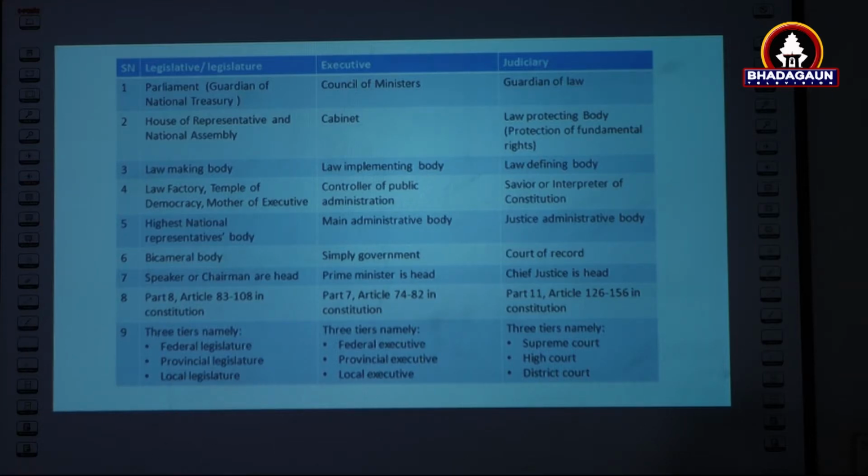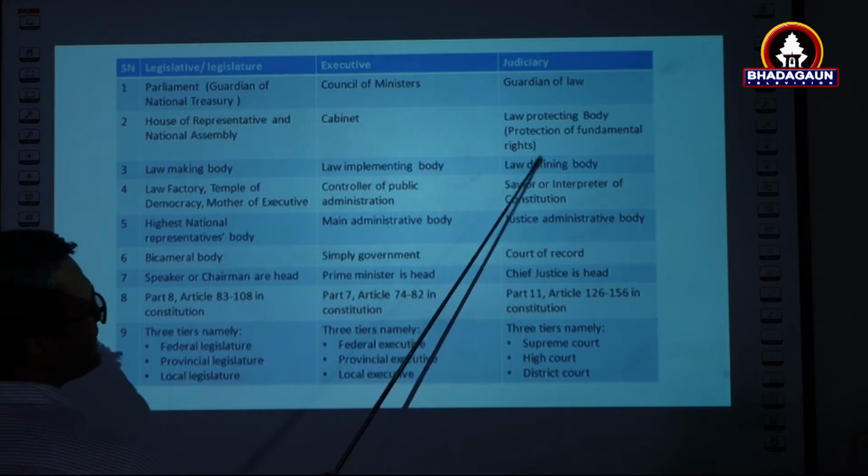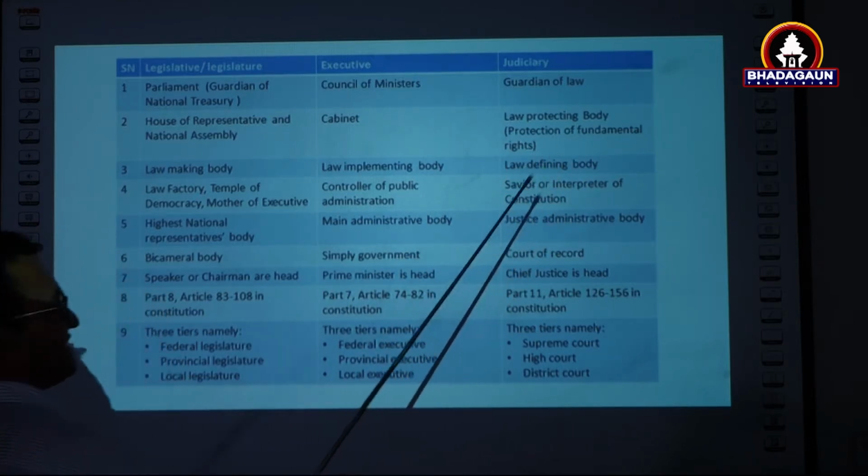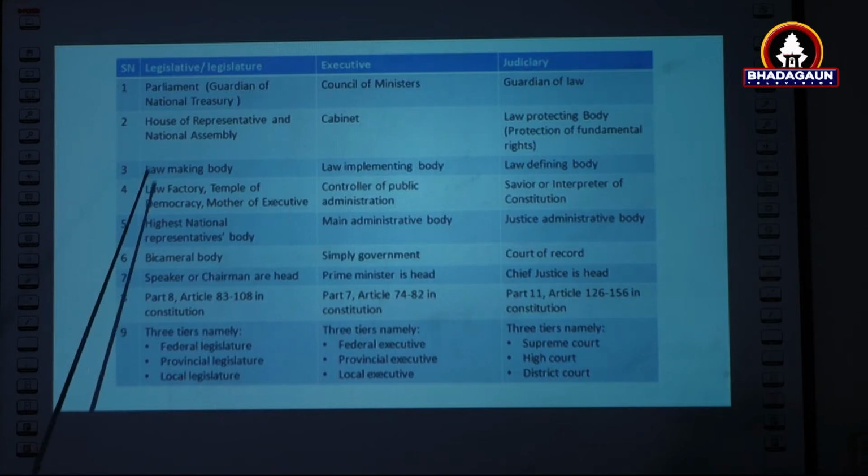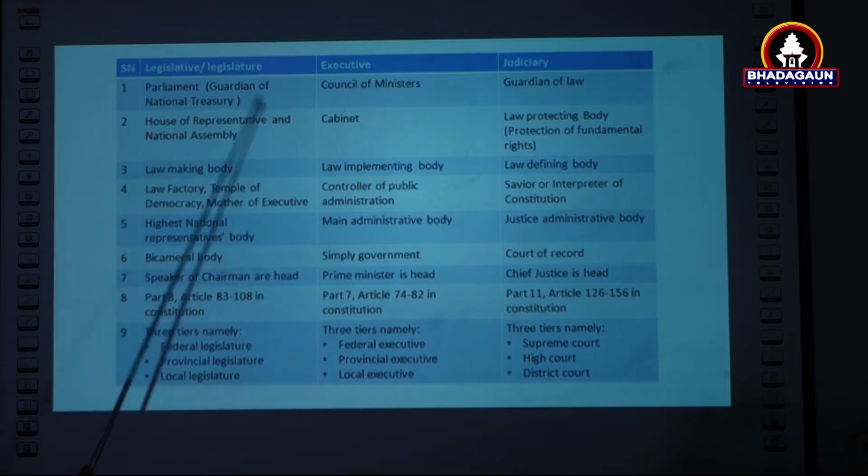I think you are thinking about number 3 rather than 1, because number 3 means definition. So for now I'm touching number 3. It is law making body. कानुनको आधारमा हामी यो तीनवटा अङ्गलाई परिभाषित गर्न सक्छौं. कानुन बनाउने अङ्ग law making body, law implementing body, it means कानुनको कार्यान्वयन गर्ने, पालना गराउने, law defining body, it means कानुनको व्याख्या गर्ने. And back to number 2, House of Representatives and National Assembly.